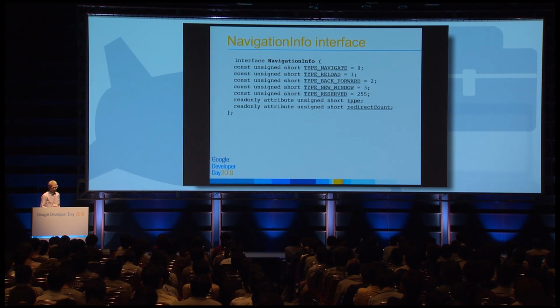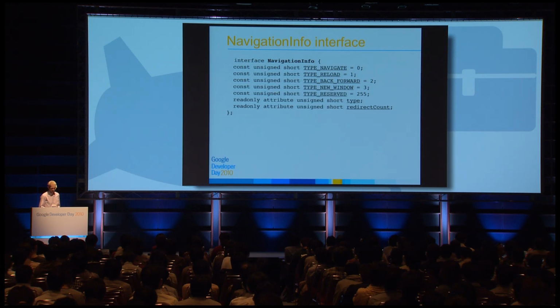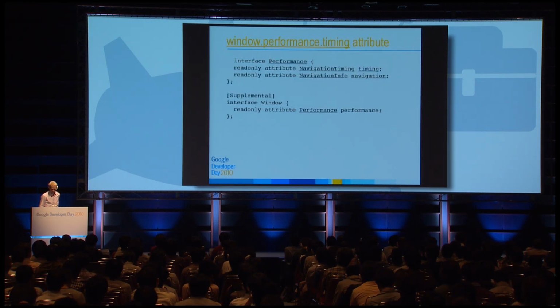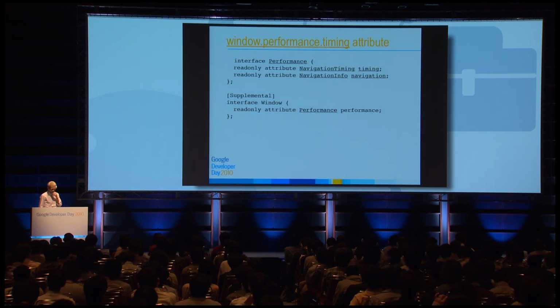Here's another example. Well, not an example. This is the other interface that's related to this, which is navigation info. Again, you have some constants here, and you have some read-only attributes. And you have one more piece here, which is this window performance timing attribute, which wraps these things together.